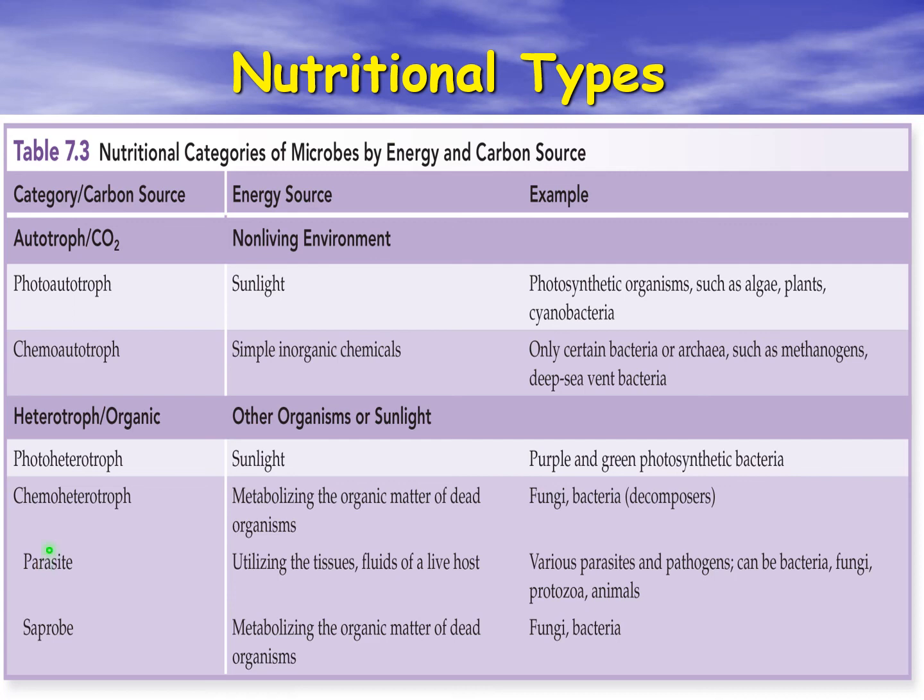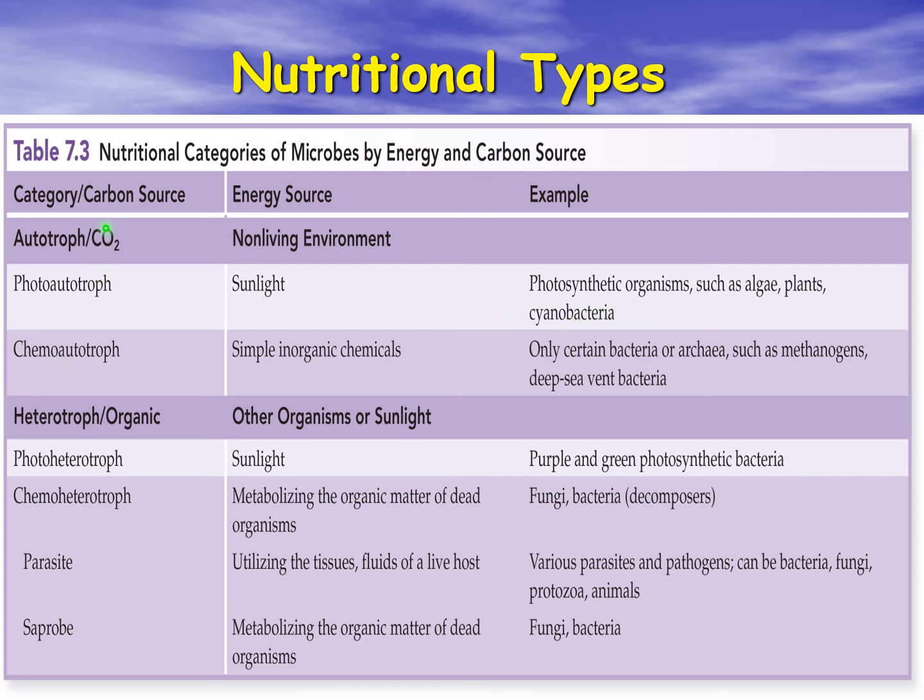So I said earlier, if you're an autotroph, you're going to use CO2 as your carbon source. If you use sunlight as your energy source, then we can actually add photo onto the name. And so a photoautotroph, the carbon source is CO2, the energy source is sunlight, and this would include photosynthetic organisms such as algae, plants, and the cyanobacteria.